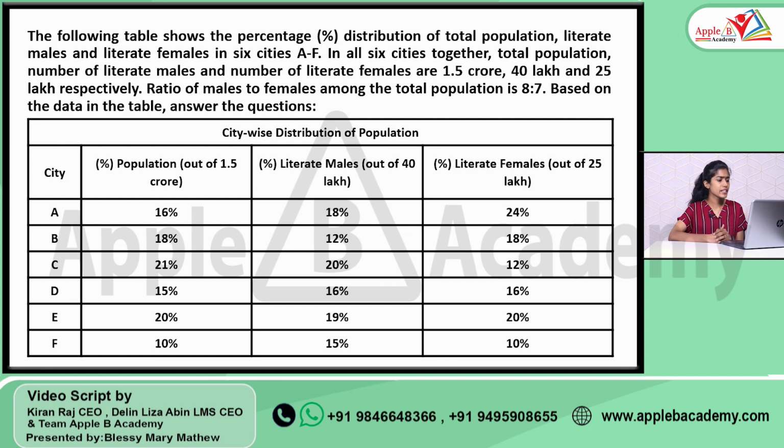So we have a table given there. It consists of the city-wise distribution of population, and we have 6 different cities given there, A to F. So percentage population, then we have the percentage of literate males and percentage of literate females given there. And in the question we have the total number of population, number of literate males, number of literate females of all the 6 cities together, and also the ratio of males to females among the total population. So based on this particular table, we need to answer 5 questions.